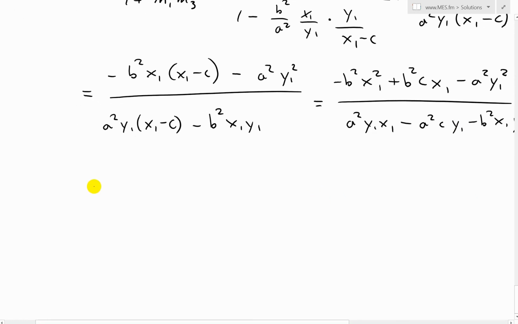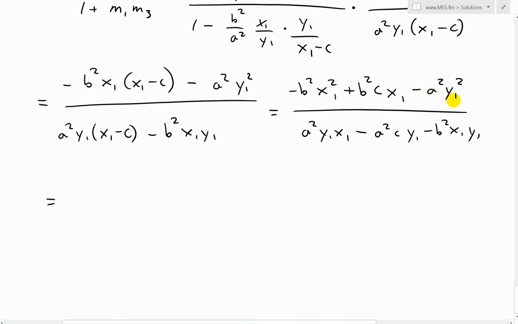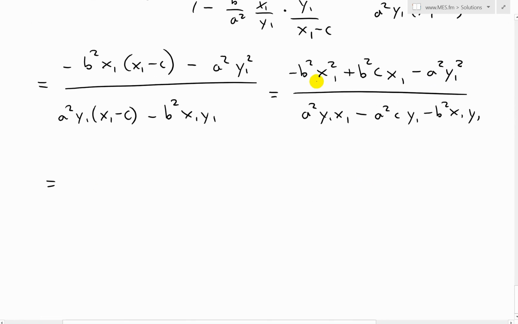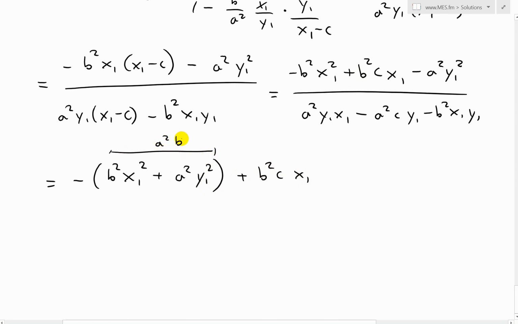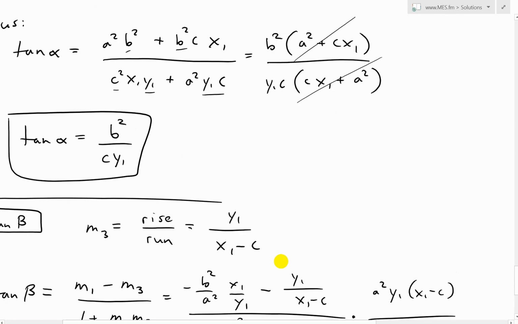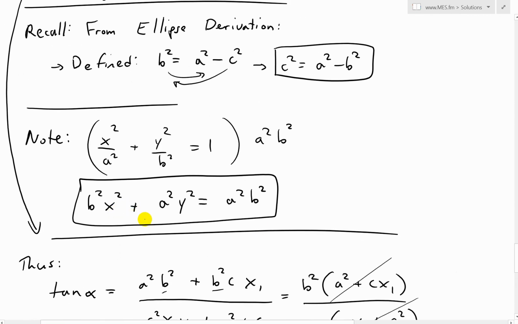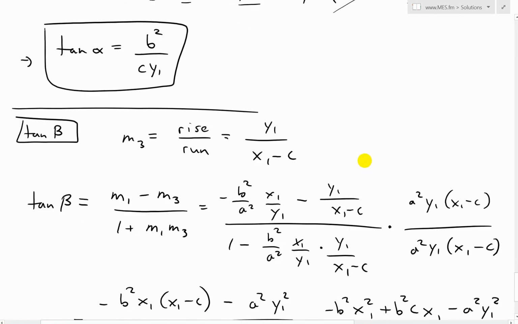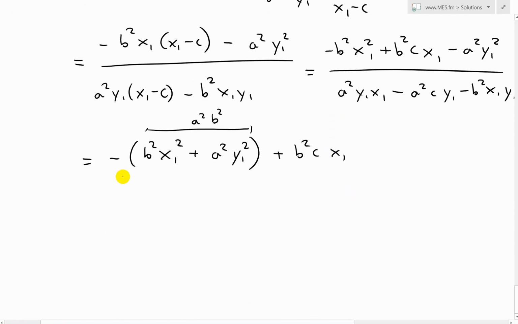So same as above, what we'll have here is a negative a squared y1 squared, negative b squared. We'll take out the negative, and we're left with b squared x1 squared plus, we just factor out the negative on these two only, plus a squared y1 squared. Then we just have this part b squared c x1, because again this just equals a squared b squared, as shown above in this little note there. So b squared x squared plus a squared y squared equals just a squared b squared, and that's exactly what we have there. Divide this all out.